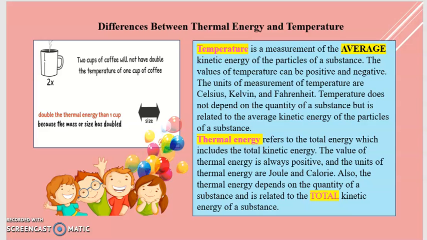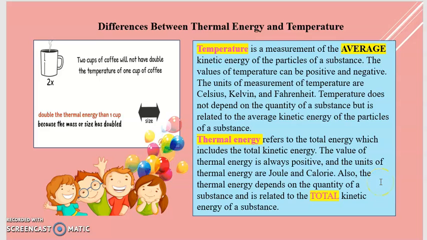Difference between thermal energy and temperature. Temperature is a measurement of the average kinetic energy of the particles of a substance. The value of temperature can be positive and negative. The units of measurement of temperature are Celsius, Kelvin, and Fahrenheit. Temperature does not depend on the quantity of a substance but relates to the average kinetic energy of the particles of the substance.